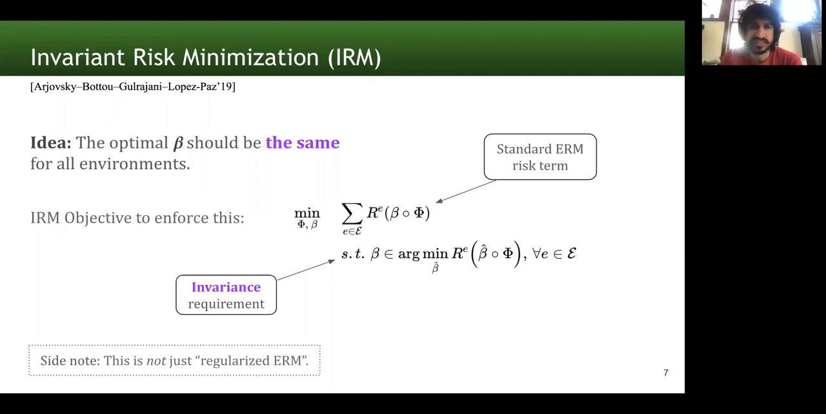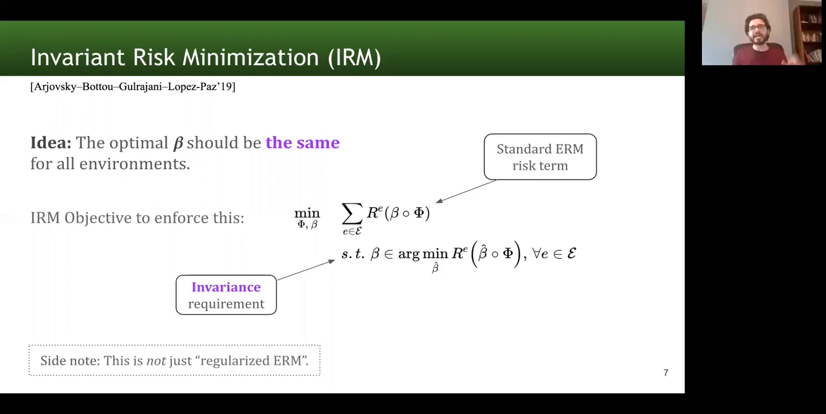Just a brief clarification. I understand that this is meant to be intuitive, but is the invariance requirement usually implemented softly, in the sense that there might not be a beta that simultaneously minimizes all of them, in the empirical sense? And so as long as it's close to being a minimizer for all the environments.